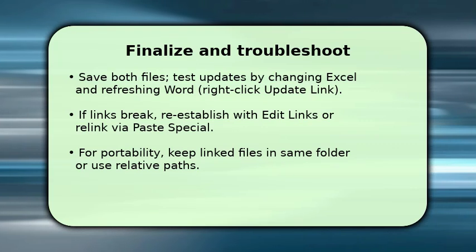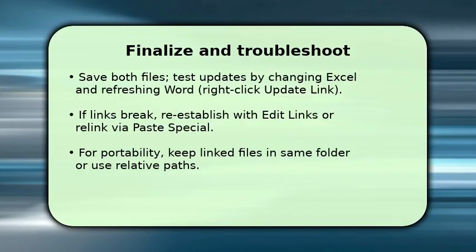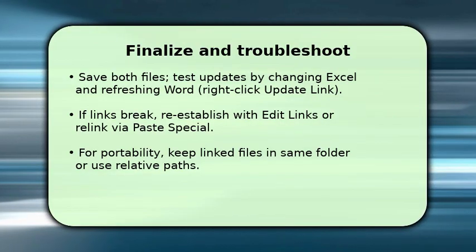You finish by saving both documents and verifying the connection. Change a value in Excel and right-click the linked object in Word to choose Update Link. You should see the change. If links break, open Word's Edit Links dialog to relink or change source. Relinking via Paste Special recreates the connection.